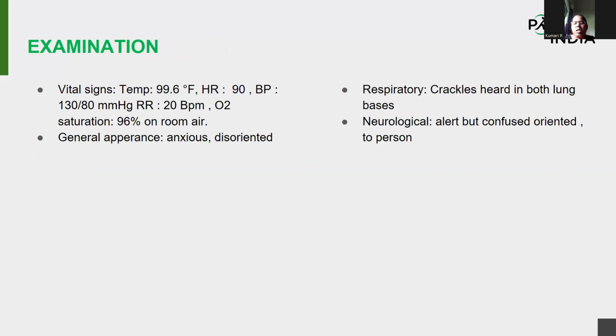On examination, vitals: temperature 99.6 degrees Fahrenheit, heart rate 90, blood pressure 130 by 80 mmHg, respiratory rate 20 breaths per minute, oxygen saturation 96% on room air. General appearance anxious and disoriented. Respiratory system: crackles in both lungs at the bases. Neurological system: he was alert but confused, oriented to person.